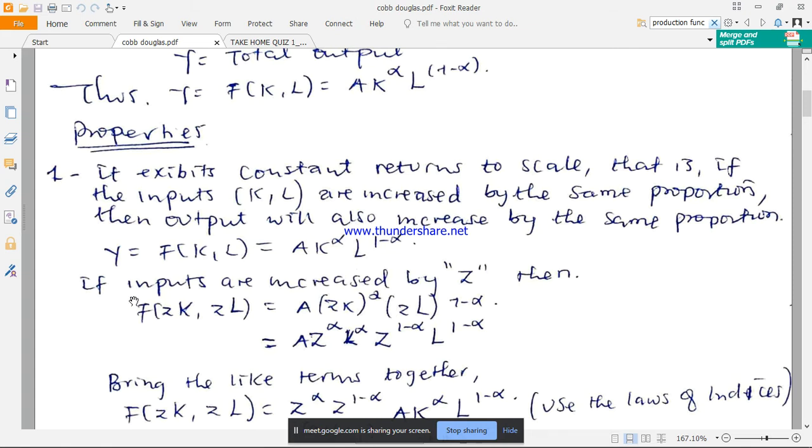So if we increase inputs by Z, then we are increasing capital by Z, and we're also increasing labor by Z. Then that should be translated to output. So we have A, open brackets, increase capital by Z, so it will be Z times capital, close, raised to the power alpha. Again, let's do the same with labor: Z times labor, close, raised to the power 1 less alpha.